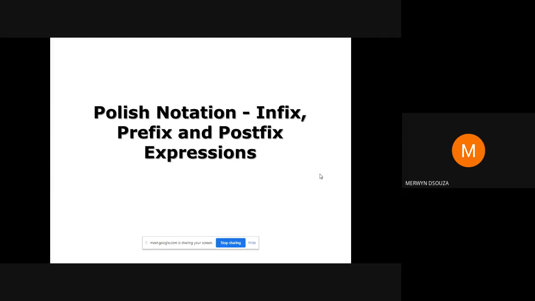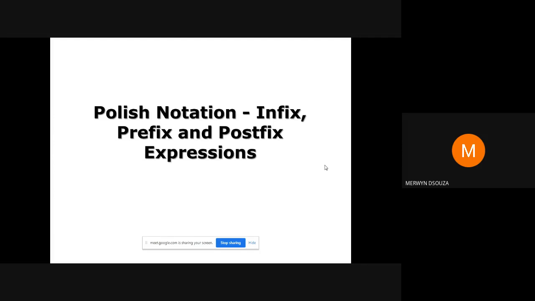As you can see on the title of the slide, we have three types of expressions: infix expression, prefix expression, and postfix expression. In maths, whatever you have studied till now has been infix expression. I'll explain all these definitions, and I'll show you examples of how you convert from one expression to another.